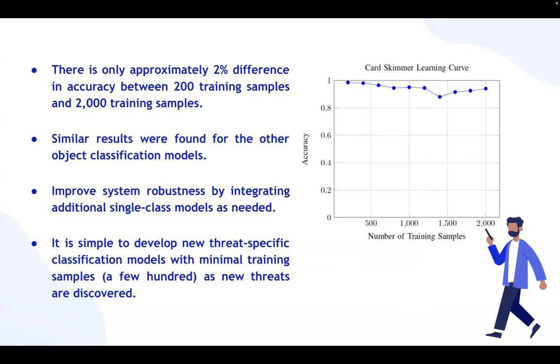And we can improve the system robustness by integrating additional single class models as needed. So it is very simple to develop new threat-specific classification models. For example, if new threats are emerging with this issue, then you can immediately develop such models and integrate them with our application seamlessly.